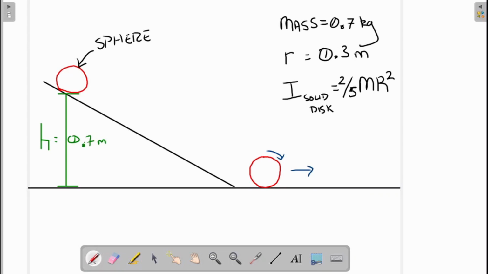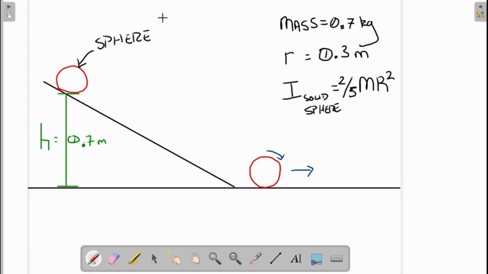So in this case, here we have a sphere, a ball, with a radius of 0.3 meters and mass of 0.7 kilograms, a fairly large basketball-sized object, maybe a little bigger, rolling down the hill. We're going to treat it as a solid sphere, and we want to find the total kinetic energy at the bottom of the hill. And solving this isn't that hard.